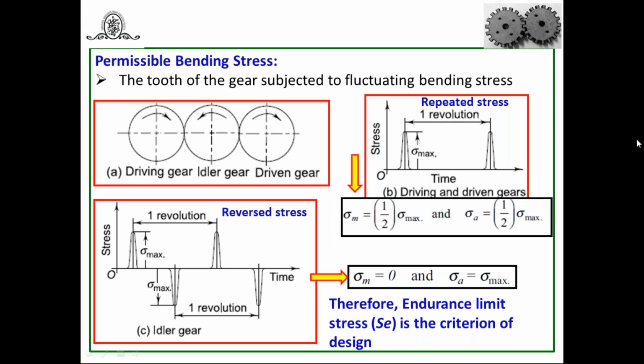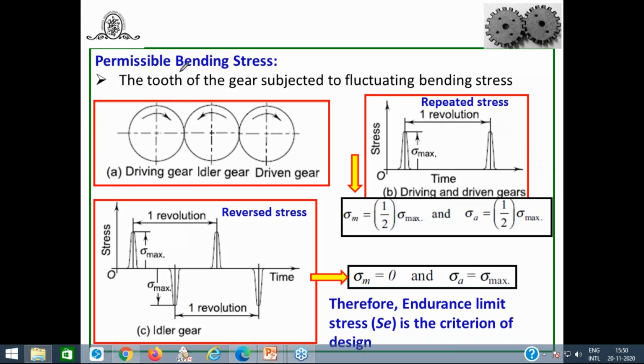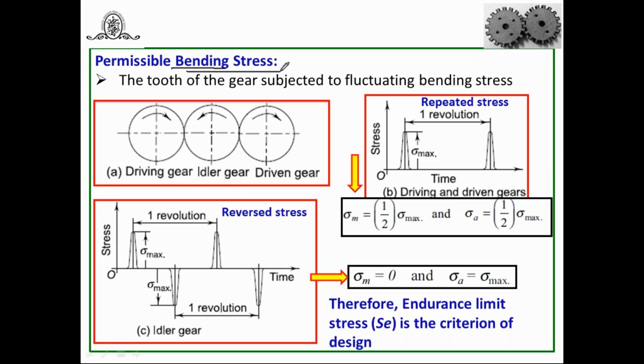Now, sigma B is the bending stress. Here, it is the permissible bending stress up to which, when PT is maximum, that gear tooth can sustain without bending failure. Look at the first figure. Suppose this is a driving gear, this is an idler gear, and this is a driven gear. If one rotates clockwise, the other rotates anti-clockwise. When it is anti-clockwise, again it is driving in clockwise.